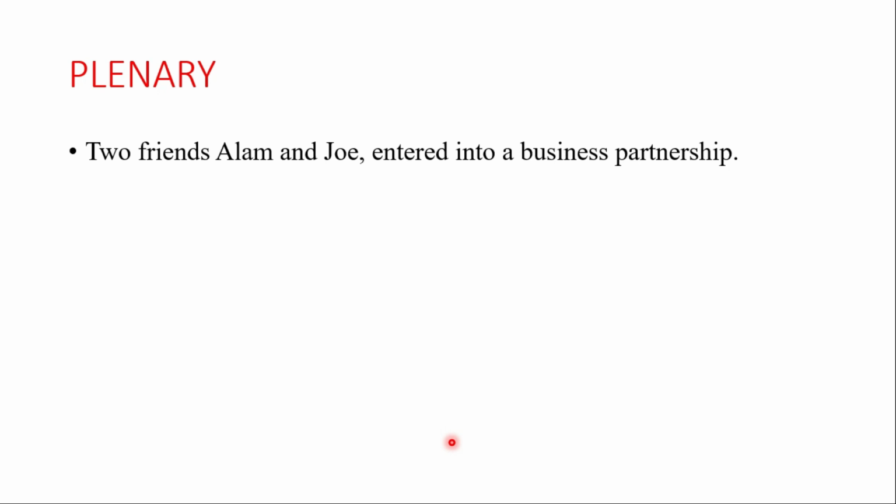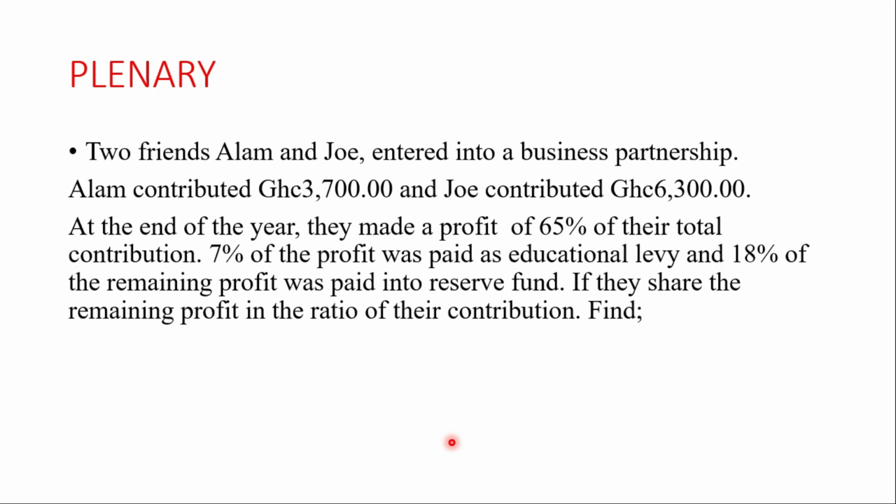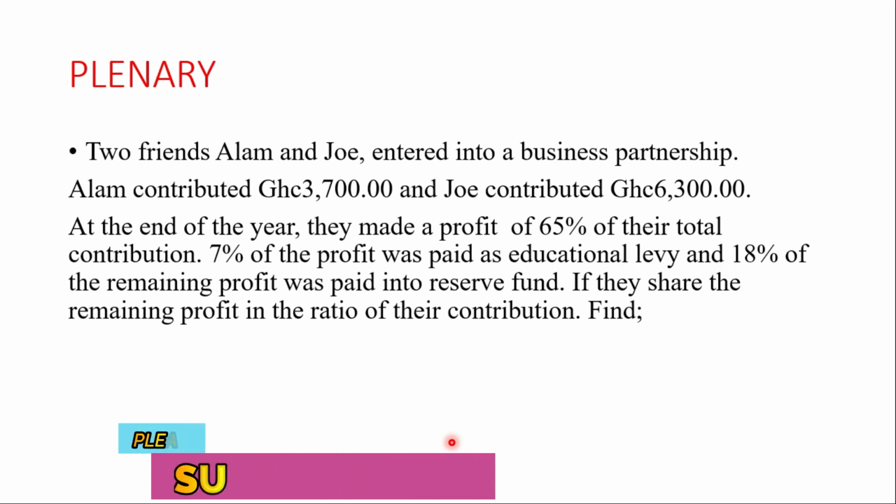Let's now take one preliminary question. It is a very beautiful question. It says that two friends, Alam and Jill, entered into a business partnership. Alam contributed 3,700 Ghana cedis and Jill contributed 6,300 Ghana cedis. At the end of the year, they made a profit of 65% of their total contribution. So the total contribution you have to get, and the profit made out of it is the 65%.